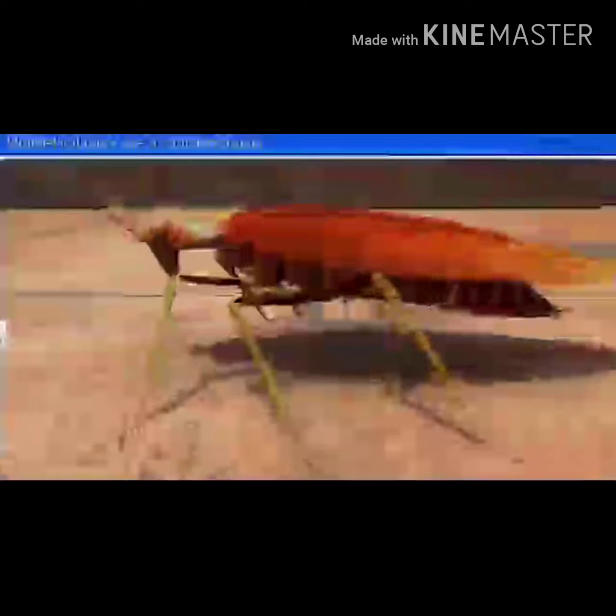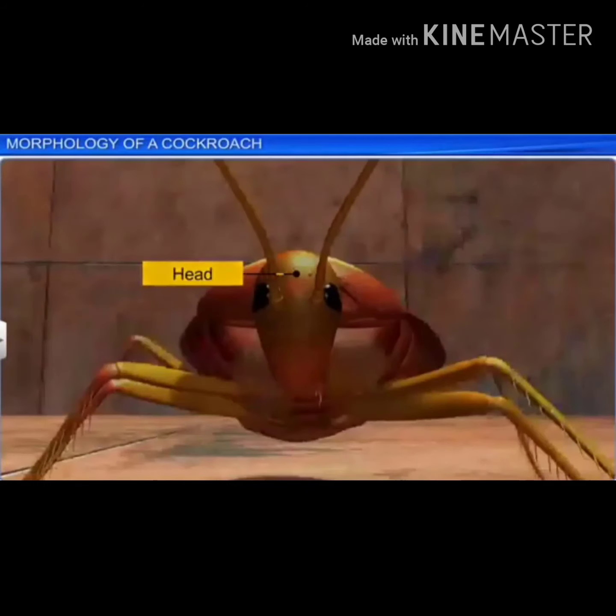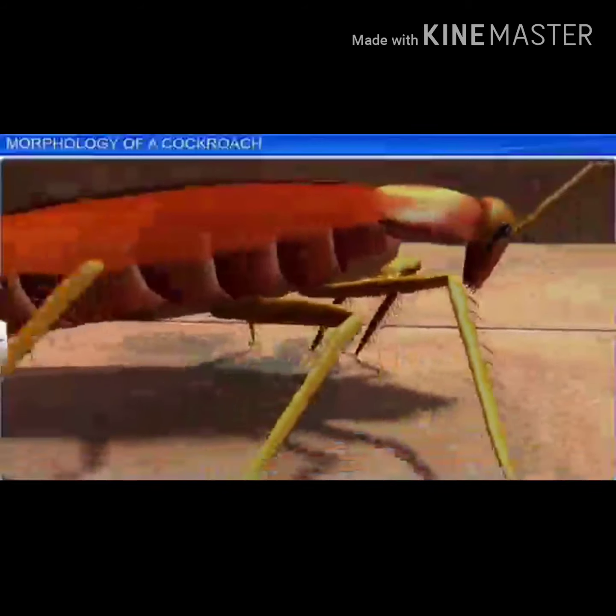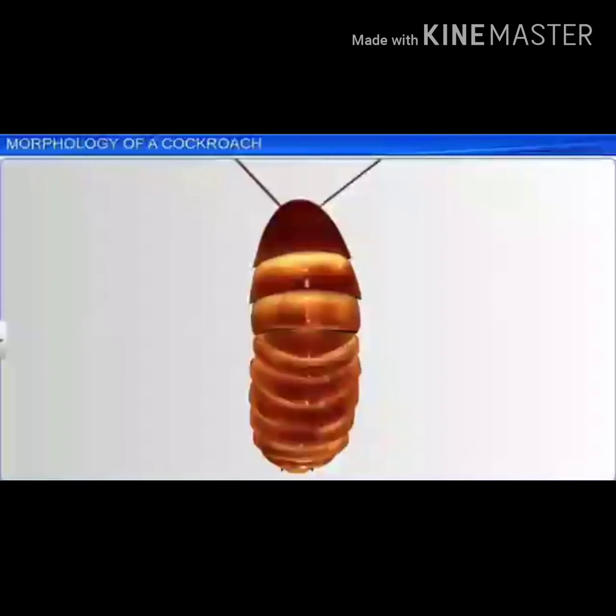The entire body is segmented and divisible into the head, thorax, and abdomen. In each segment, the exoskeleton has hardened plates called sclerites, which are joined to each other by a thin, flexible, articular membrane called the arthrodial membrane.